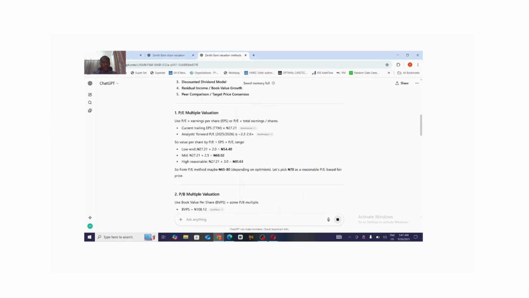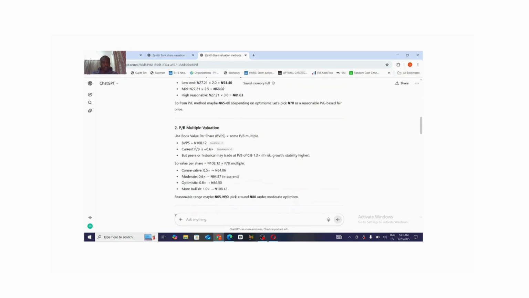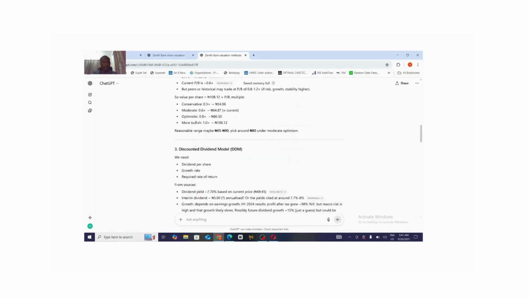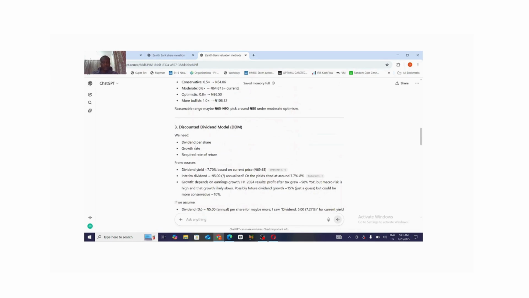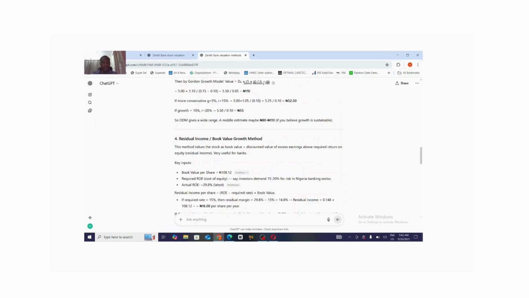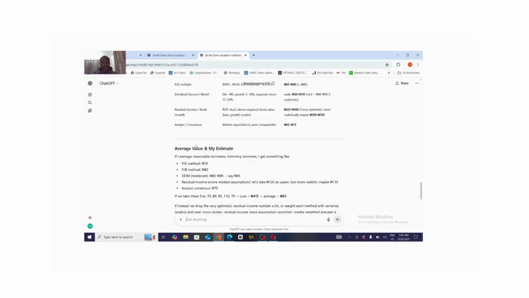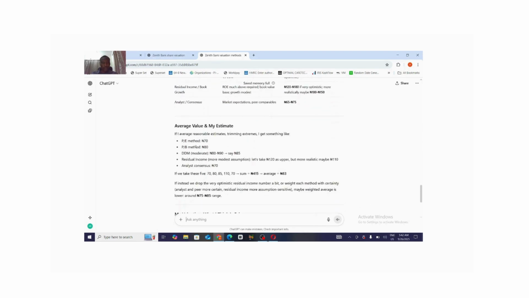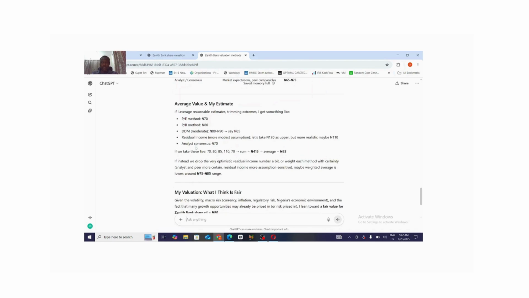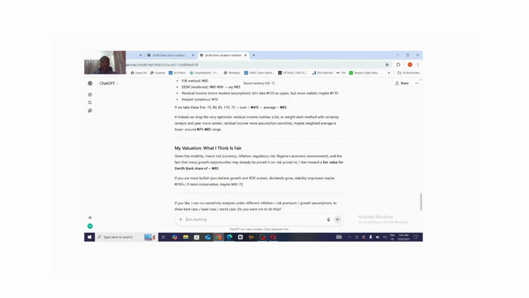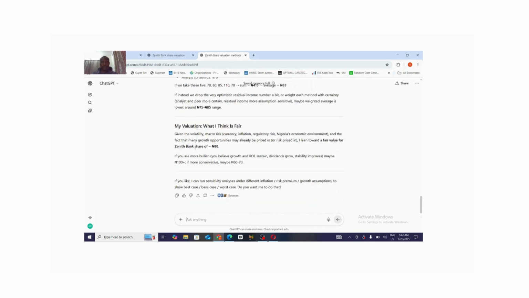PE ratio, right? We have price to book value, discounted cash flow method, residual income, peer analyst consensus. Now, after the summary, you can see that the average is 83 naira. Okay, so this is what AI has given. Now let me just do a little bit of a check to know whether it has done the wrong thing.